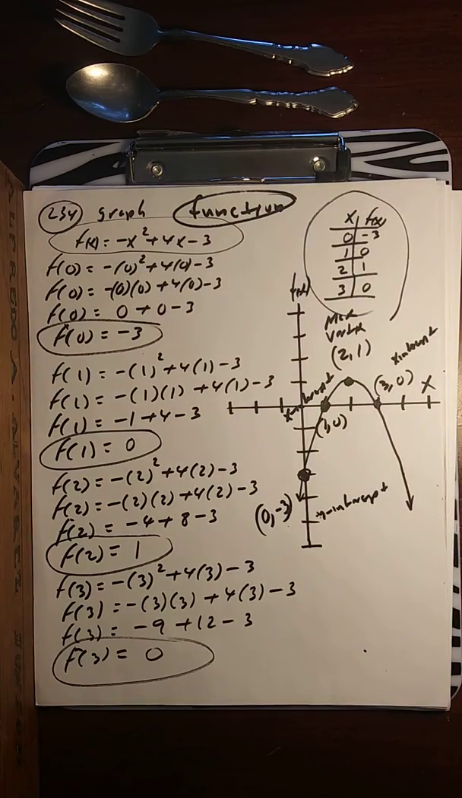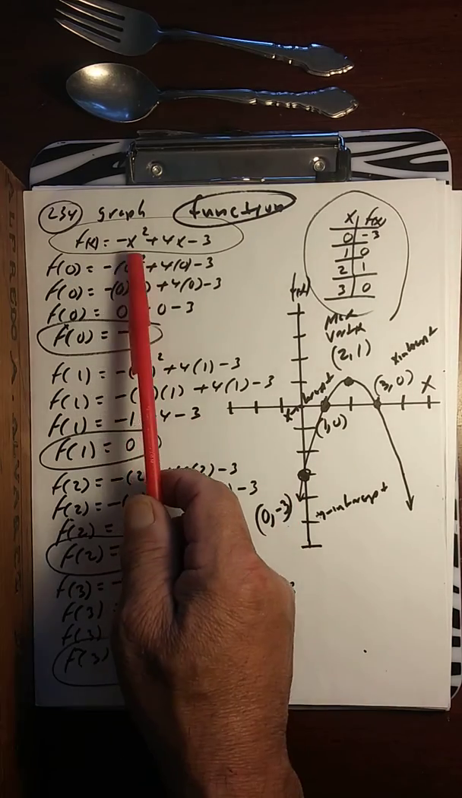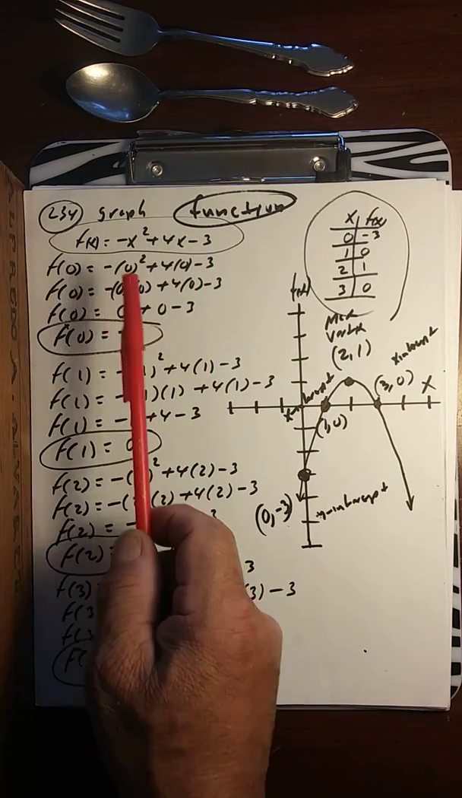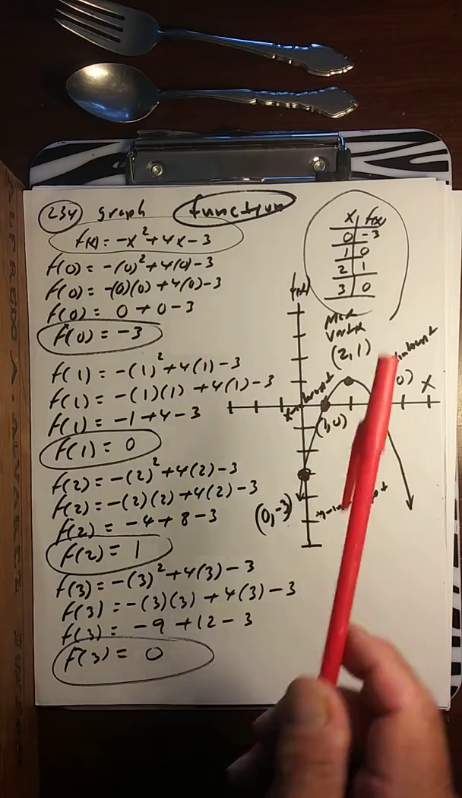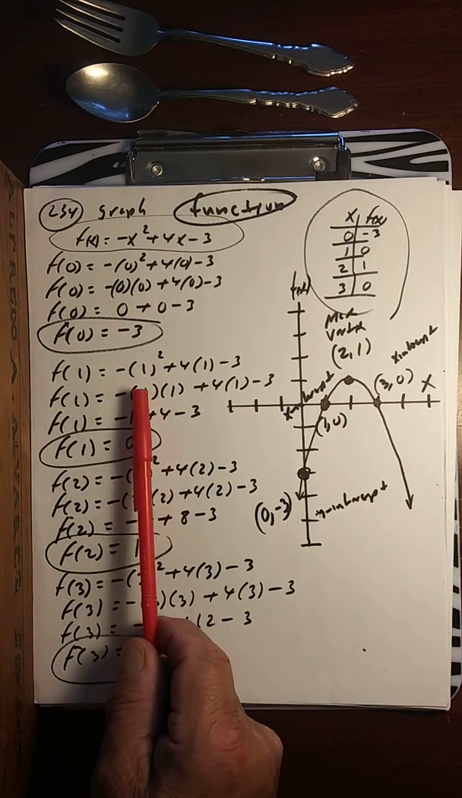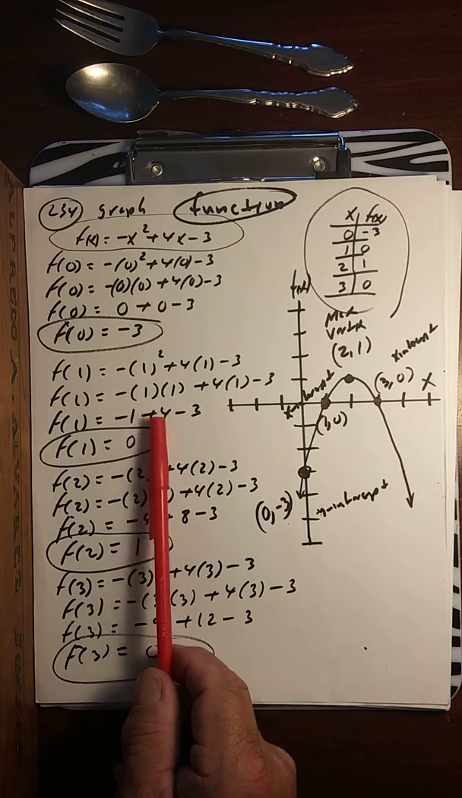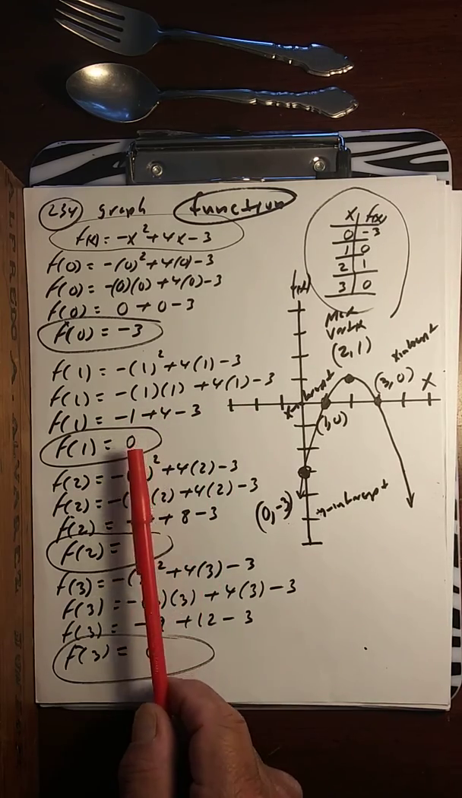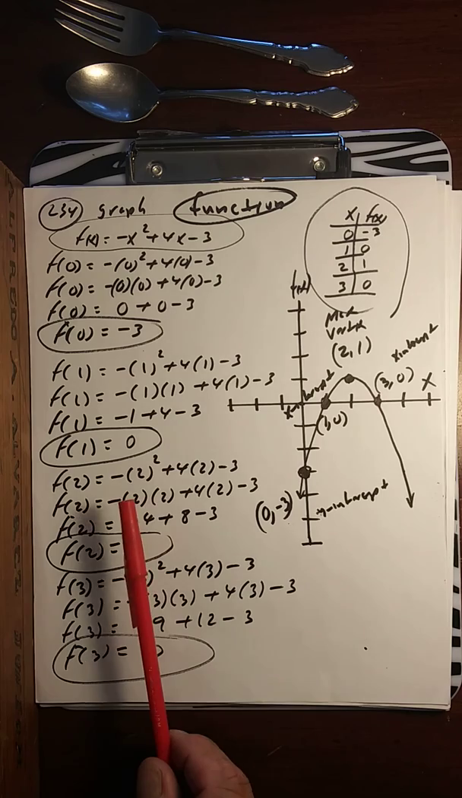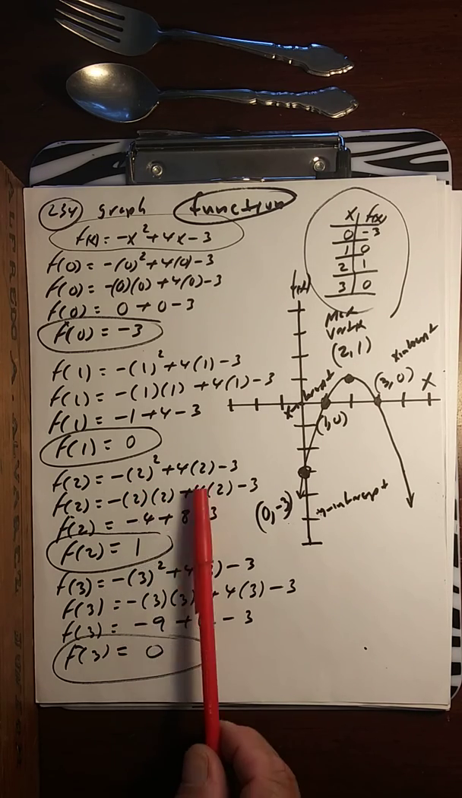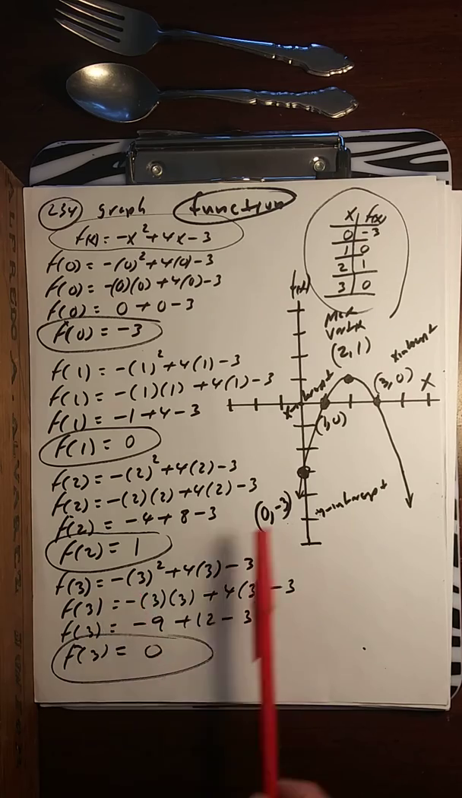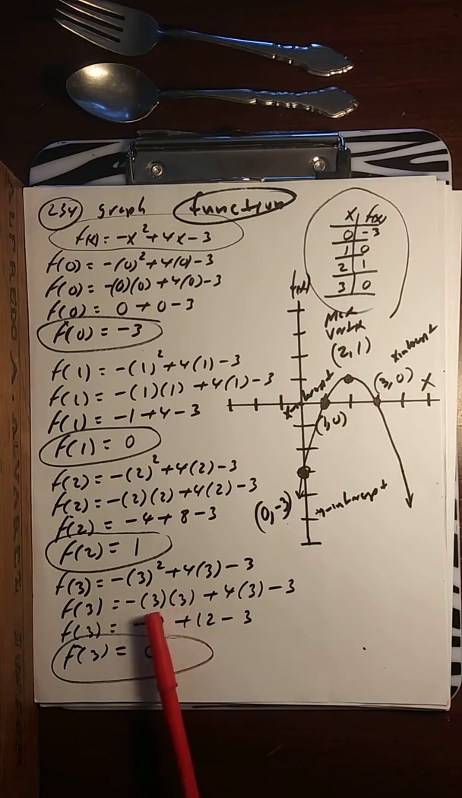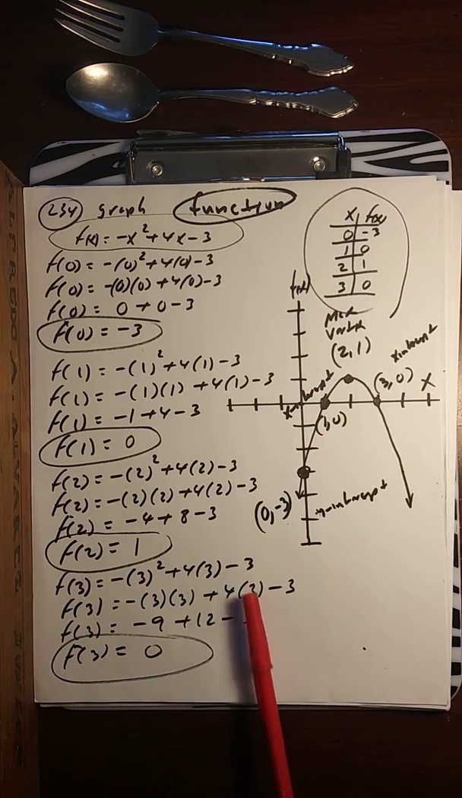So now, we have numbers in here. Put them in there. 0 times 0, so it can be 0 plus 0 minus 3, and that's going to be negative 3. So 1 times 1, negative 1 plus 4 minus 3, so it's going to be 0. Next, put a 2 in there. 2 times 2 is 4. Negative 4 plus 8 minus 3 is going to be 1. Then put a 3 in there. 3 times 3 is 9. Negative 9 plus 12 minus 3.